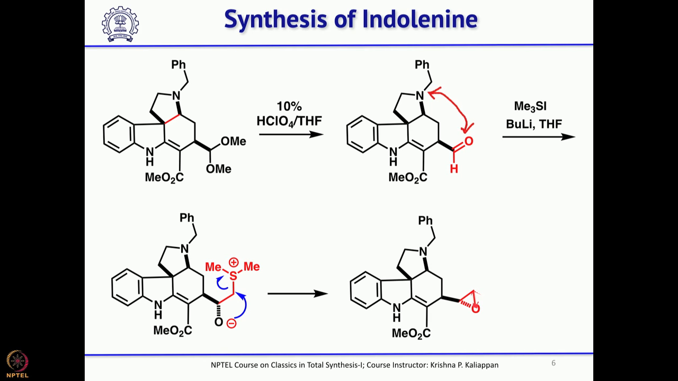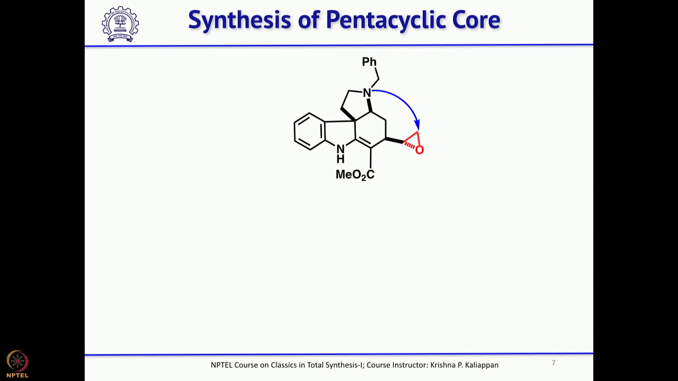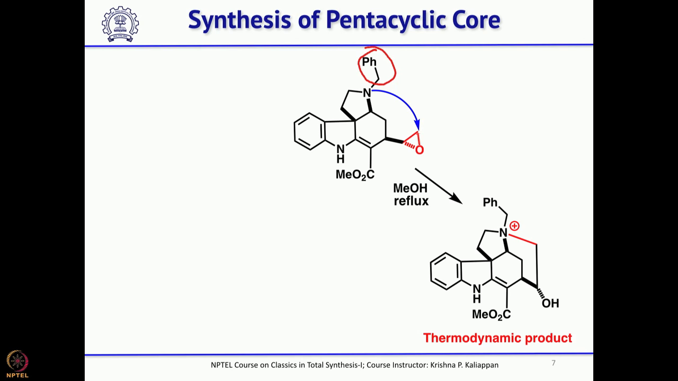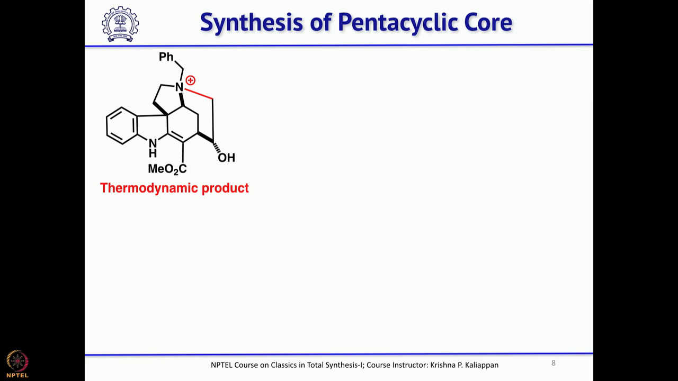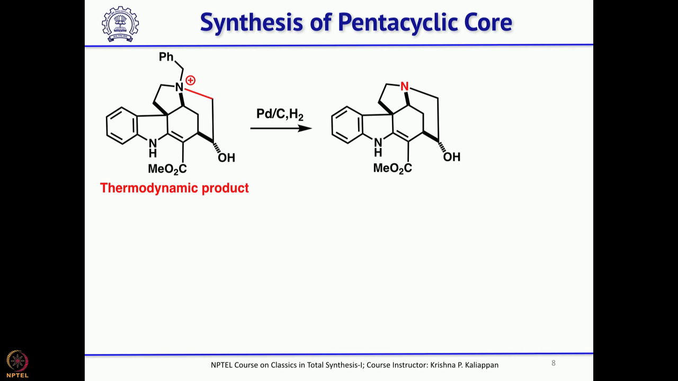You get an epoxide. Now if you remove the benzyl group by hydrogenolysis, then what will happen? It will open the epoxide. If it attacks from the less hindered side, you get the thermodynamic product. Or it can also attack this carbon. One will give a 5-membered ring, the other will give a 6-membered ring. You take the thermodynamic product, that is the 6-membered ring which is required, and that can be controlled to get only one as the major product.